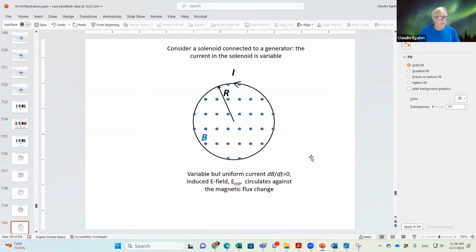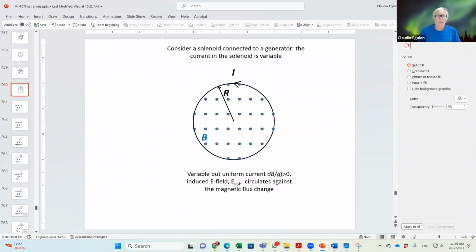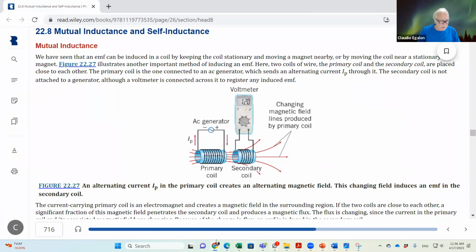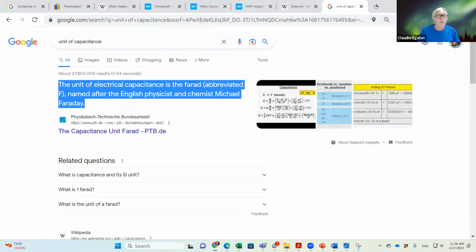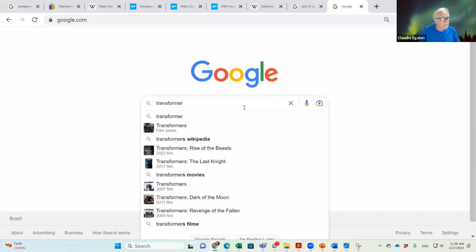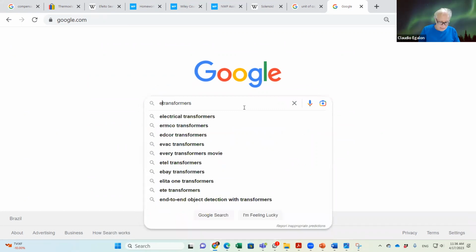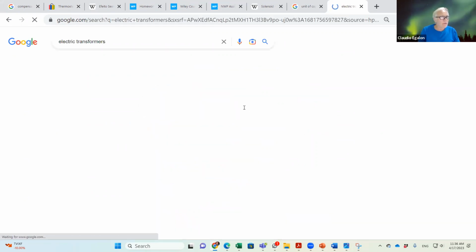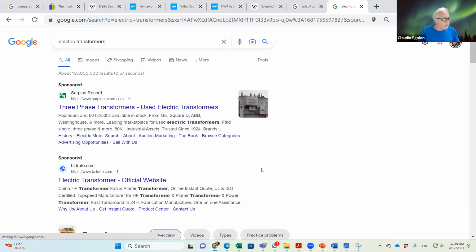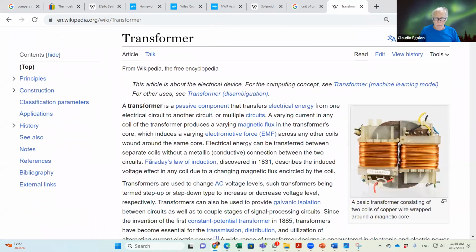Okay, and real transformers in real life, how do they look? Let's take a look at real life transformers. We have transformers there in the college. Transformer. No, it's not the movie. Electrical transformers. Electric transformers. Three-phase transformer. Let's see. Okay, I like this one here. Maybe this one. Let's take a look at this one.